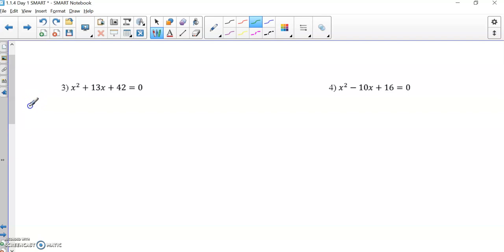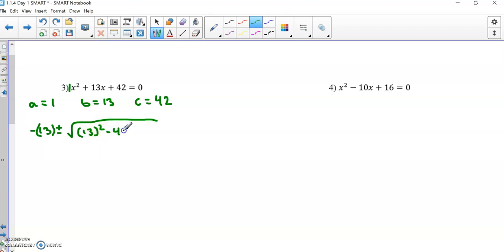All right, again, A is going to equal 1. B is going to equal 13. It's always the one with the x. C is going to equal 42. So again, we'll plug into the formula. Opposite of b, plus or minus the square root. B squared, and these numbers are going to get a little crazy, so if you want to use your calculator, that's fine. I would probably suggest it so that you don't make any silly mistakes.